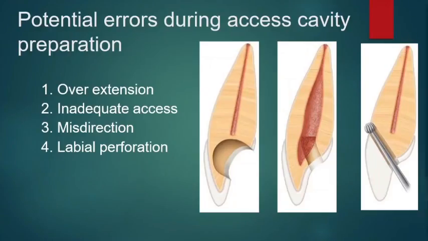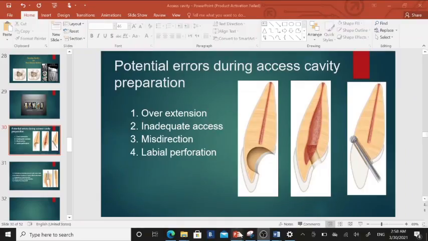Finally, we reached the last part of this presentation, the potential errors during access cavity preparation. The first one is overextension. Overextension may be the result of improper burr angulation, or failure to recognize the lingual inclination of the tooth. This will result in weakening of the coronal tooth structure, which may lead to coronal fracture.